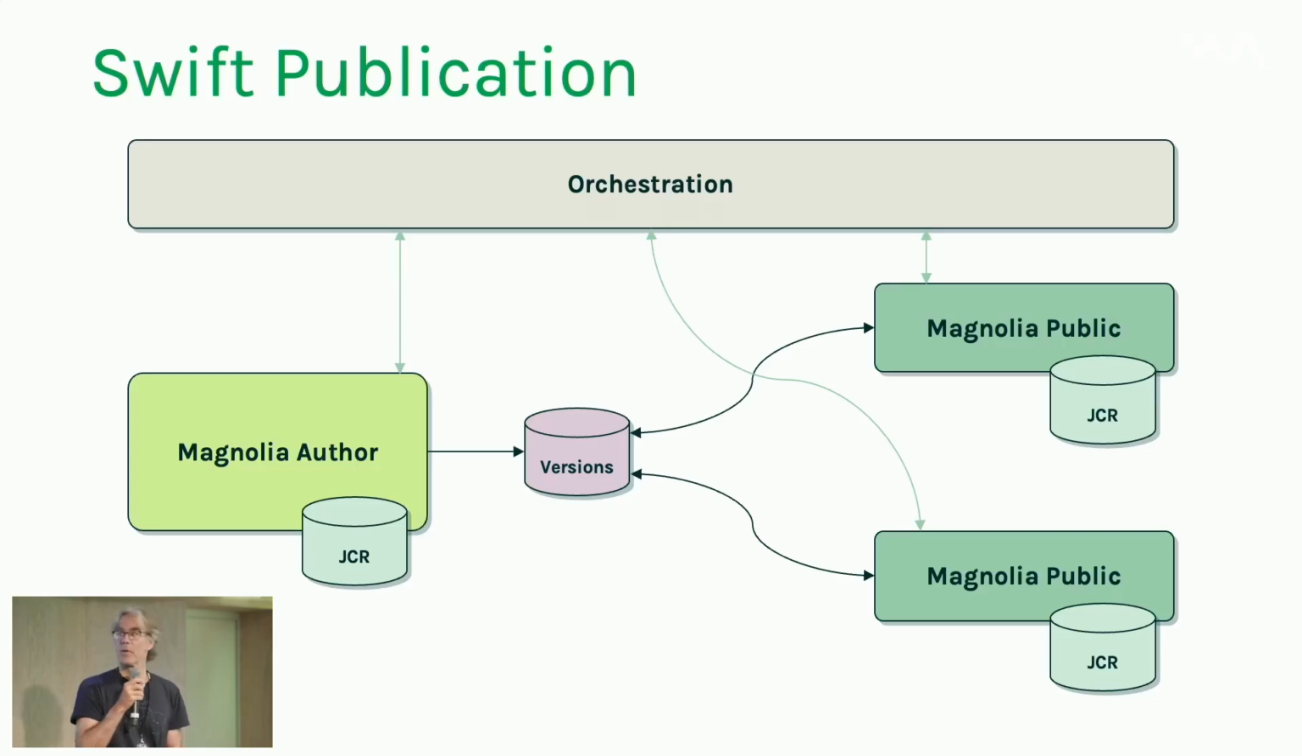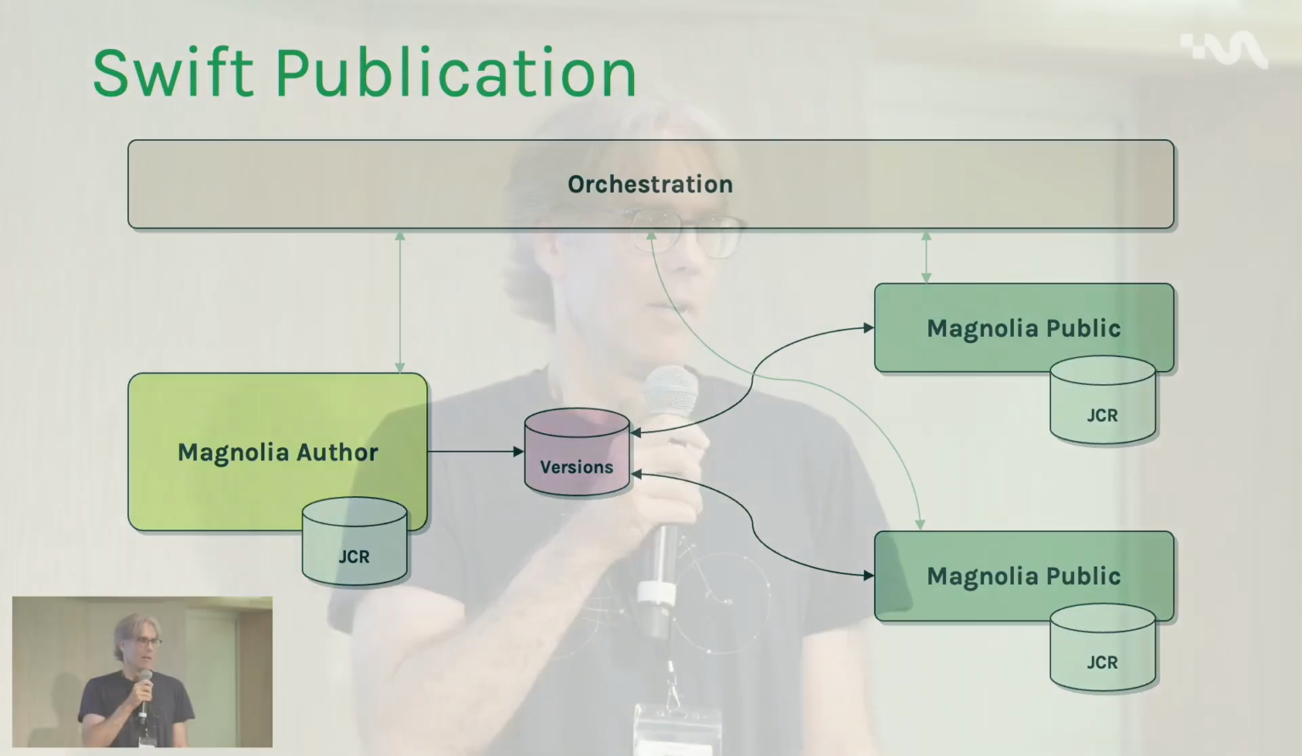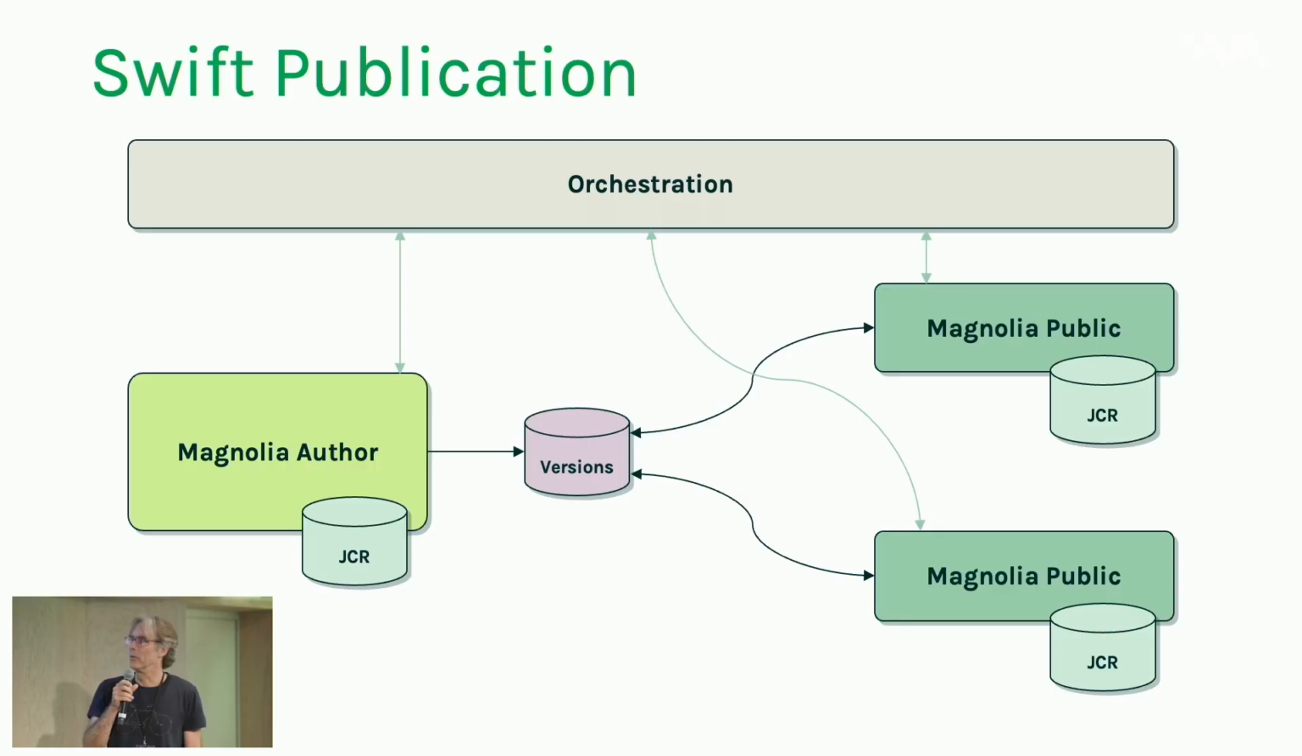From a bird's eye perspective, how does that look? We have, again, on the left side, the Magnolia author instance, but you see that in the JCR there is no JCR version store anymore. The version store is now in the middle of that slide. It's an external store. On the right side, we again have the public instances that have their local JCR without any versioning. And on the top, we have this orchestration mechanism.